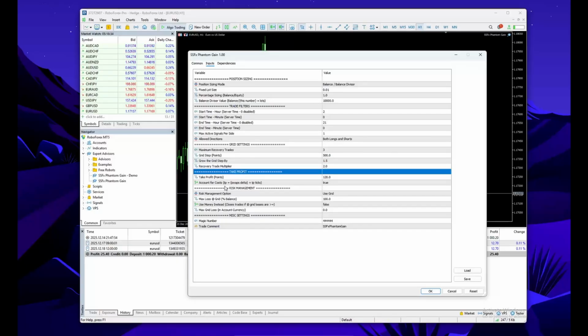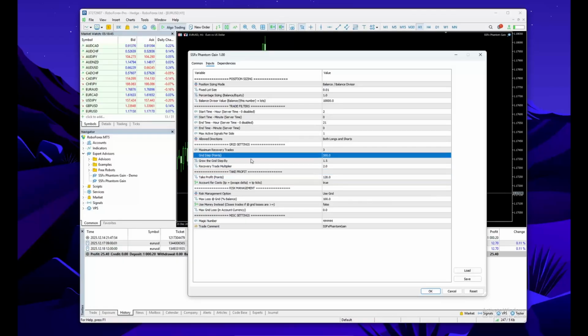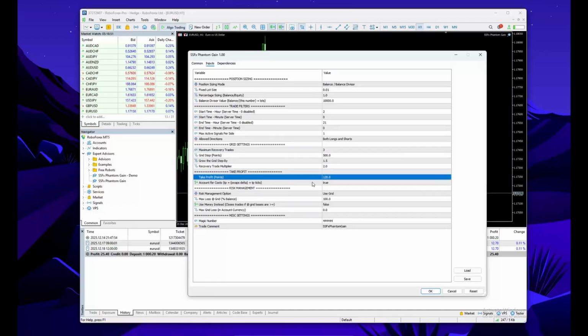Next, the next section is related to take profit. For the take profit, you can define it in points, similar to the grid step points. In this case, by default, it's 120 points, or rather 12 pips. It's pretty direct. Whenever you've set your profit at 12 pips or 120 points, when the market goes into profit by 12 pips, it will close your trades.